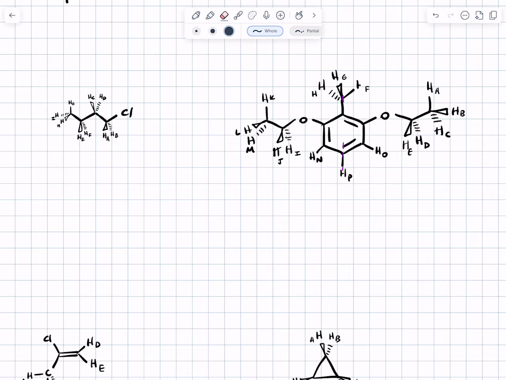Then we talked about enantiotopic protons. These are interchangeable by a mirror plane of symmetry. But again, that mirror plane of symmetry must interchange the protons and leave the molecule looking exactly the same. And enantiotopic protons are identical except in a chiral environment. What do I mean by that? Protons that are enantiotopic are different if they are bound to a chiral molecule.